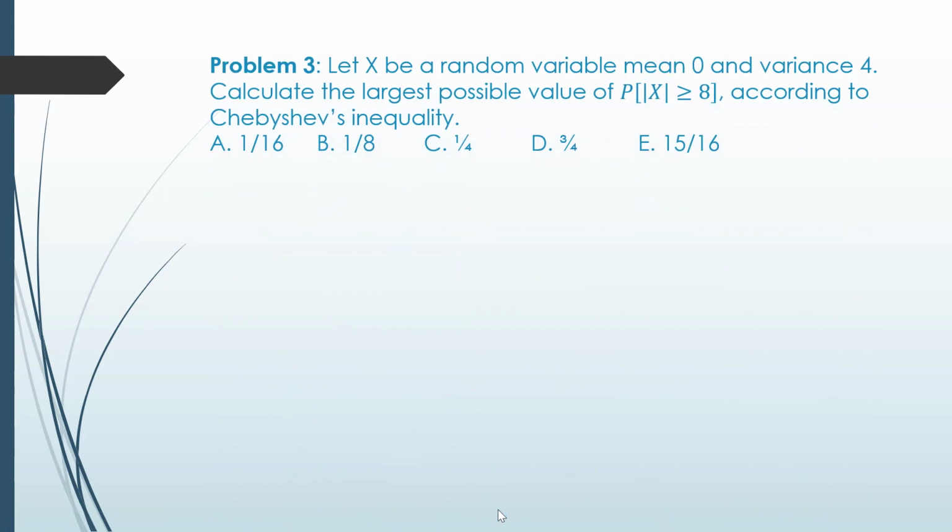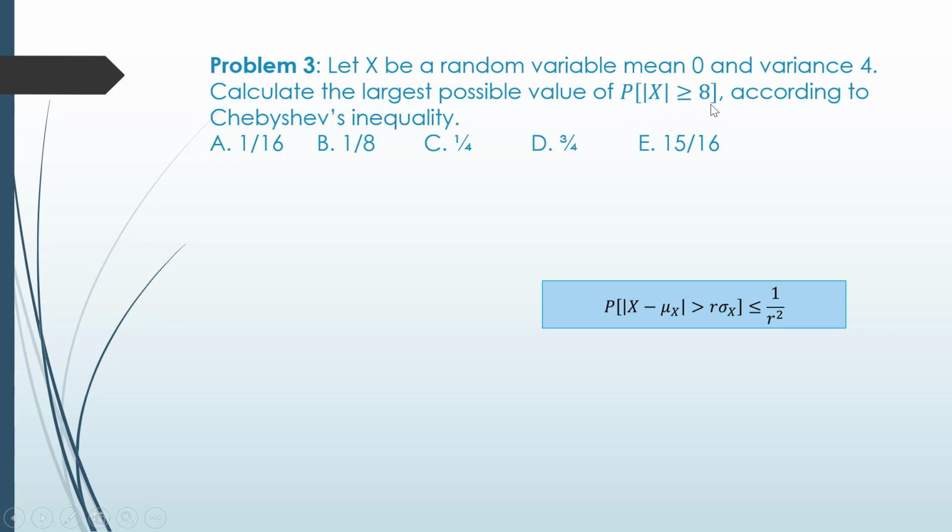Problem number 3. Let x be a random variable with mean 0 and variance 4. Calculate the largest positive value of the probability that the absolute value of x is greater than or equal to 8, according to Chebyshev's inequality. Let me recall the Chebyshev inequality. This is the Chebyshev inequality.